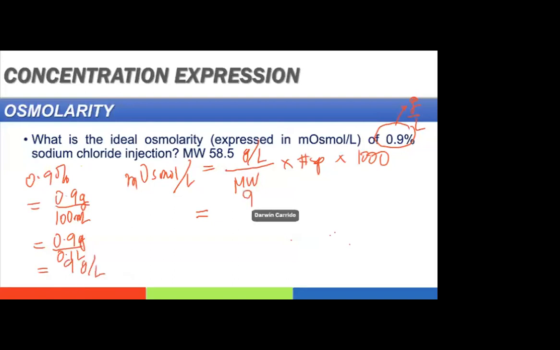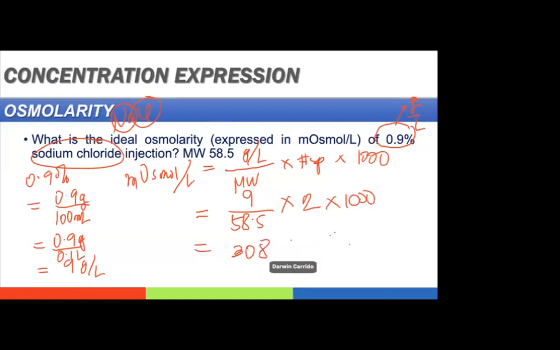So yun yung aking numerator. What is the molecular weight given? 58.5. Tama. What is the number of species? Bakit 2? Sodium chloride, NaCl. 1, 2. So 2. So times 1,000, the answer is 300. I-convert na natin into whole number. Millimole, mosmole per liter. Thumbs up nga kapag ito ay naitama or nakuha. Thumbs up para maisama natin yung nagpo-virtual.